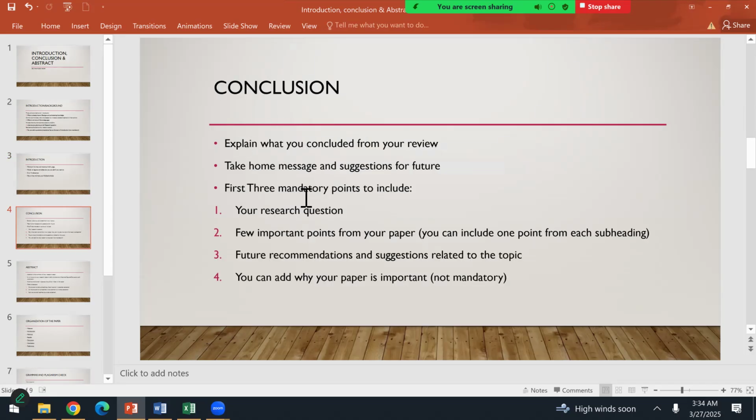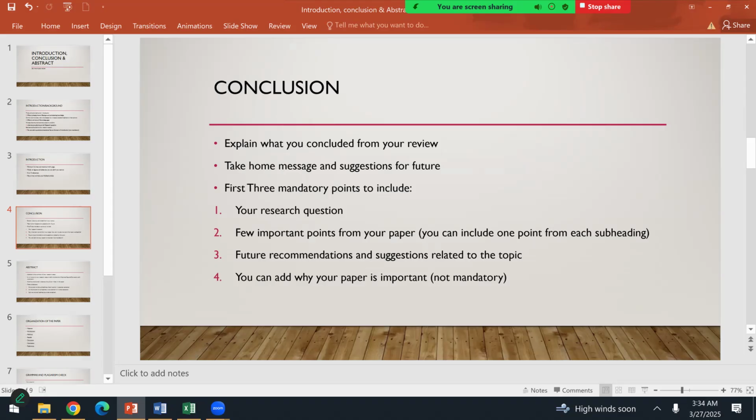And then we have conclusion section. It is at the end of your paper after discussion section. You have to explain what you concluded from your review. It should have take-home message and suggestions for the future.